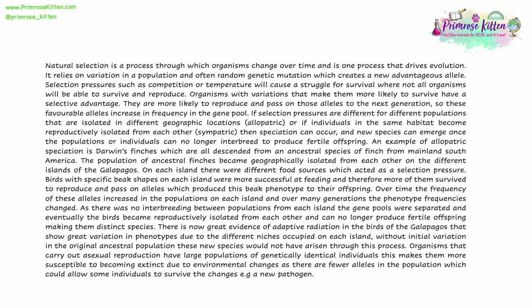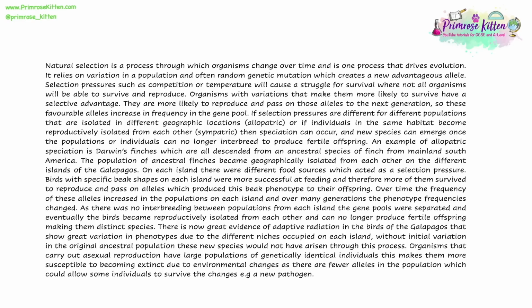If selection pressures are different for different populations that are isolated in different geographic locations, allopatric, or if individuals in the same habitat become reproductively isolated from each other, sympatric, then speciation can occur, and new species can emerge once the populations or individuals can no longer interbreed to produce fertile offspring.